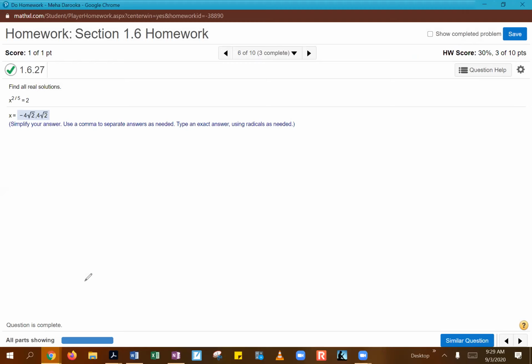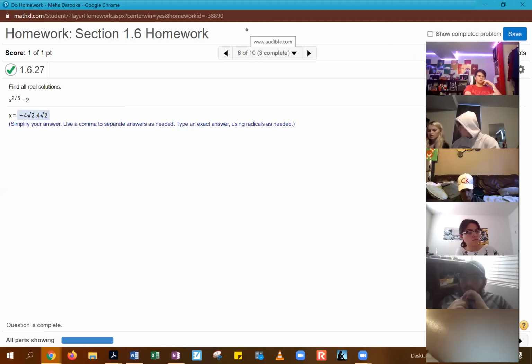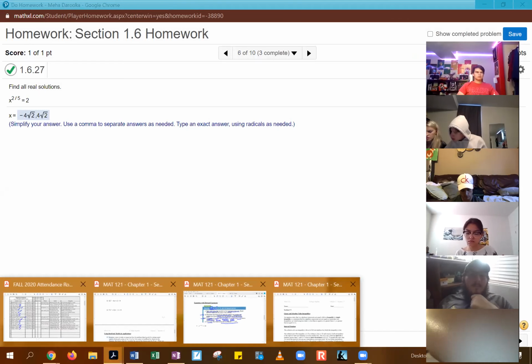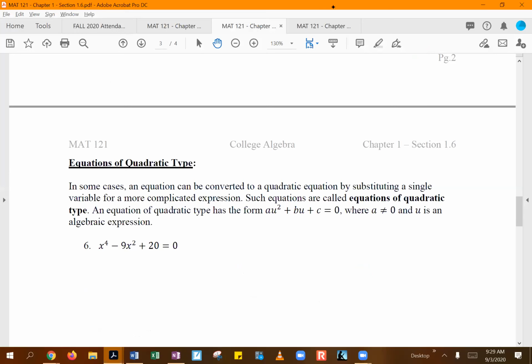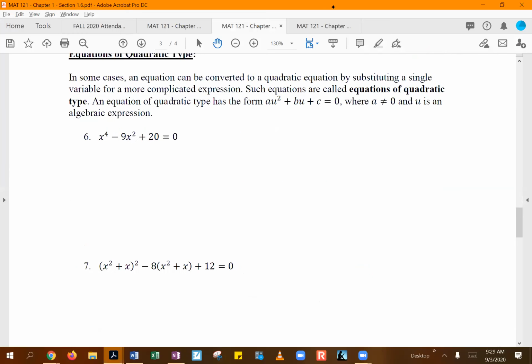Just a different type of example, when we're working with rational exponents, or basically where you have exponents in your fractions. Now, remember I was talking about these quadratic type of equations. What that actually means is we have to use this U substitution to make it look like a quadratic equation, because if we can make it look like a quadratic equation, then we can use those techniques from section 1.5 to solve this.